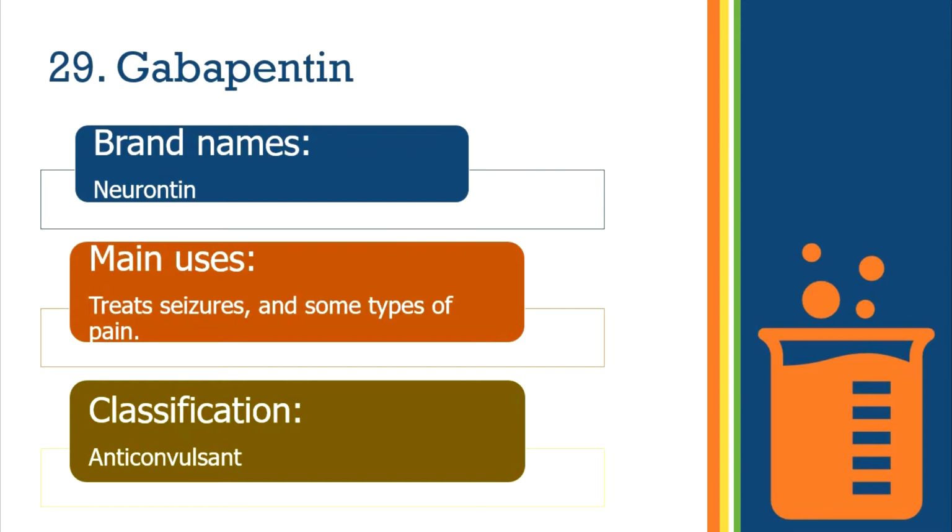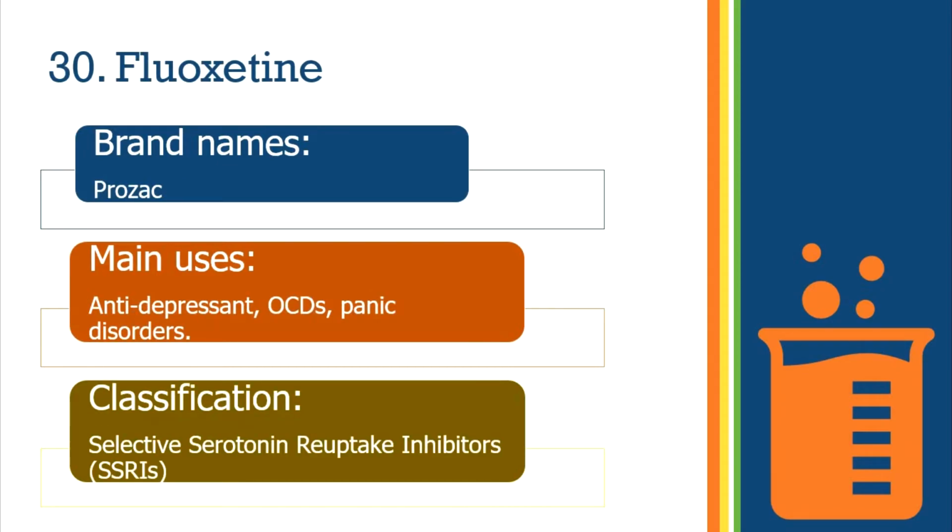Gabapentin. The brand name is Neurontin. The main uses are to treat seizures and some types of pain. And it's one of the anticonvulsant medications class. Fluoxetine, also known as Prozac, mainly used to treat depression, OCD, and panic disorders. And it is also one of the selective serotonin reuptake inhibitors.